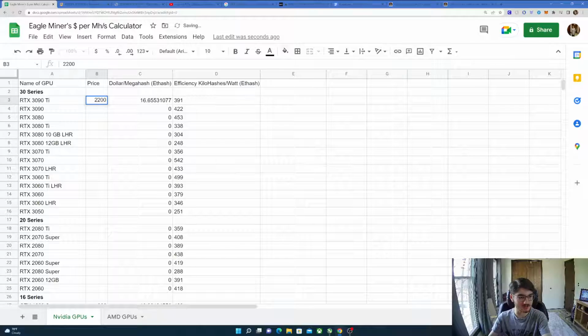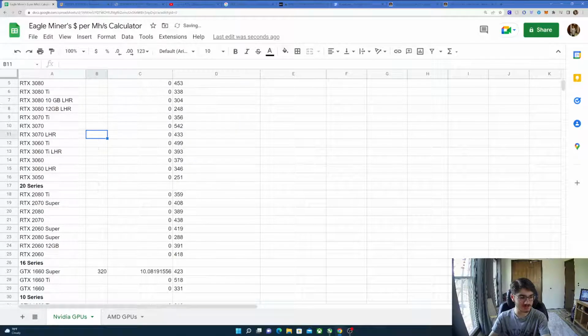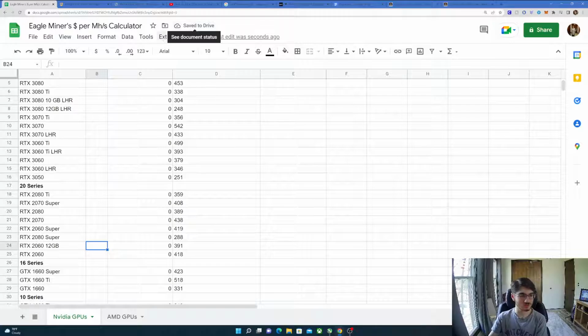Okay, and ironically, actually, the 10 gigabyte version is better than the 12 gigabyte because NVIDIA's light hash rate lock on the 12 gigabyte is really difficult to unlock. So the 10 gigabyte is always preferred if you're going to be paying the same price.